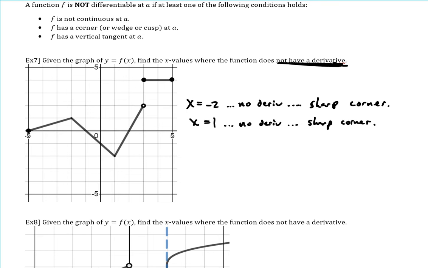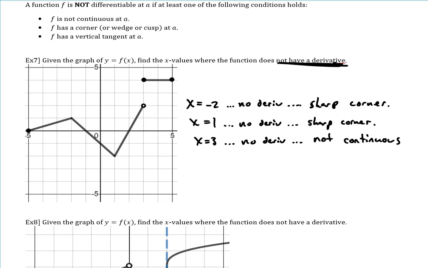Okay, and then the last part, this is continuous, everything's fine until we get to x equals 3. And then we see that it's not continuous there. So at x equals 3, there's no derivative because it's not continuous at 3. Okay, so there's the gap. Okay, so that's the clear ones.